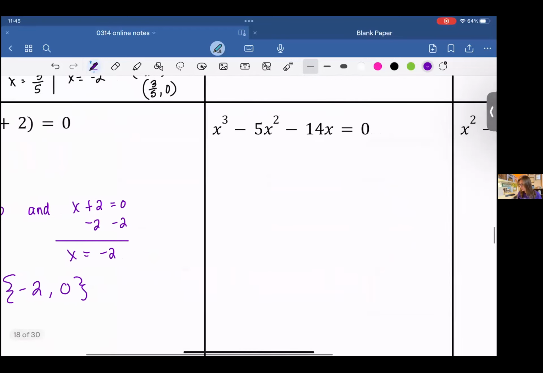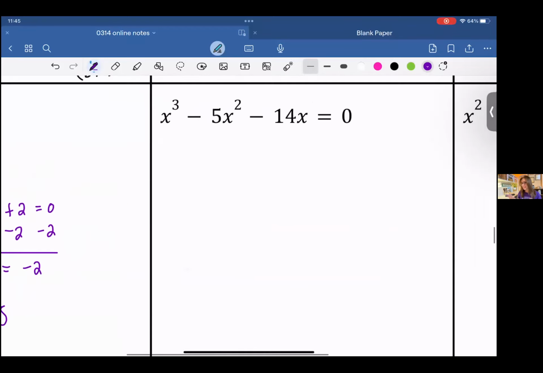Okay, this next one again is a little bit different. Technically, this is not even a quadratic, but I wanted to put it in there just to kind of show you. Just in case. So this one is a cubic function. This is x to the third, and then we have negative 5x squared, negative 14x equals 0. You might look at this and go, oh my gosh, I don't know how to do that. And that's fine. It's really simple.